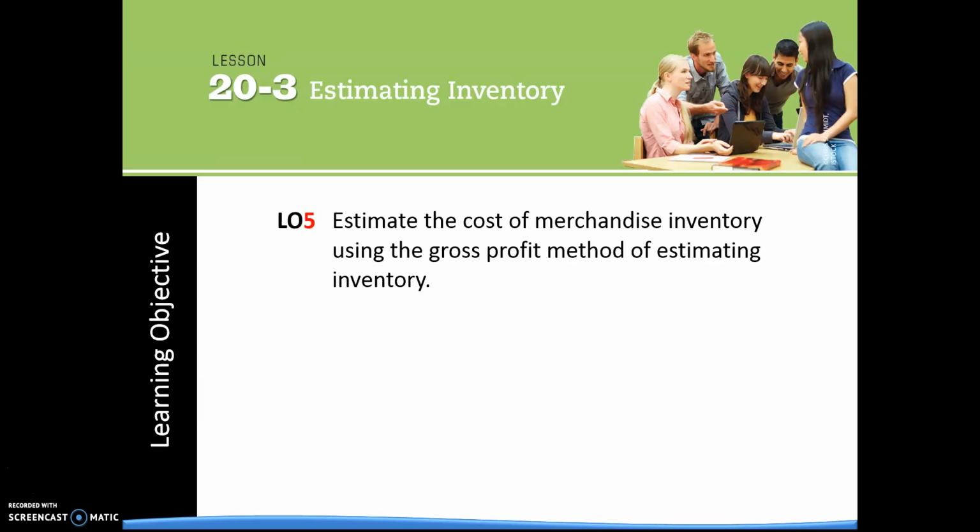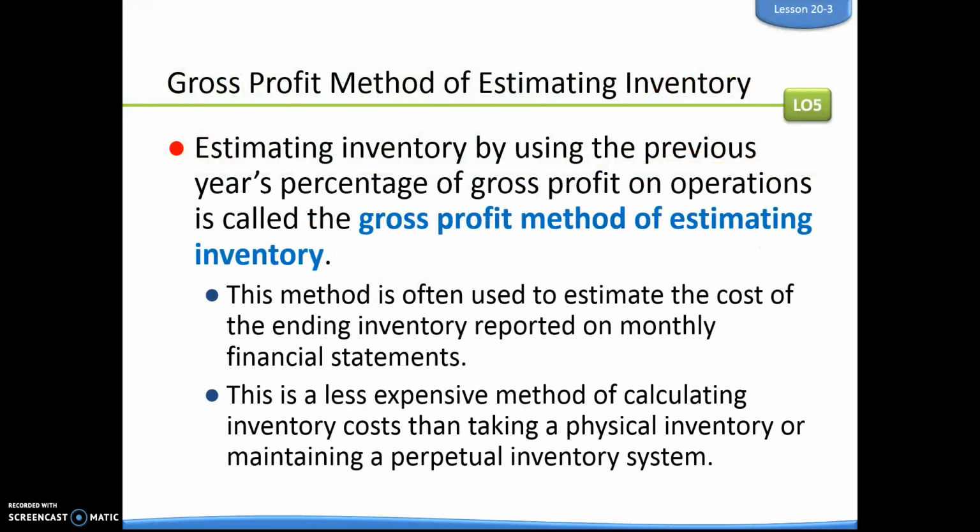Okay, welcome to our last section in Chapter 20, which is on estimating inventory. We're going to learn about using our percentage of gross profit in order to estimate our cost of merchandise inventory. So there is a way that businesses can use a percentage of our gross profit on operations in order to calculate, or estimate, I should say, our ending inventory for the previous year. And that is called the gross profit method of estimating inventory.